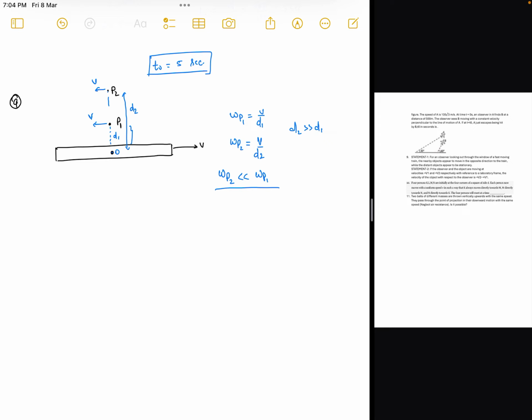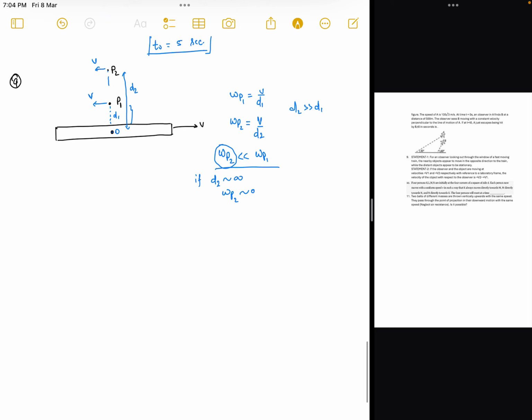So इनका एंगुलर वेलोसिटी इतना कम हो जाता है अगर मैं d को बहुत ज़्यादा इंक्रीज़ कर दूँ. If d2 tends to infinity, then this omega for pole P2 will be nearly equal to 0. That means वो स्टेशनरी दिखेंगे, उनका कोई एंगुलर वेलोसिटी नहीं होगा. Okay, so this statement is true. The distant objects appear to be nearly stationary.